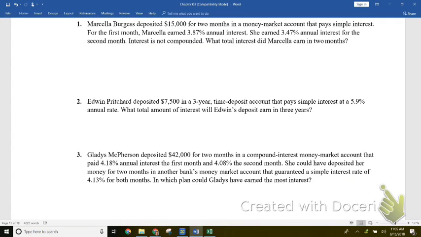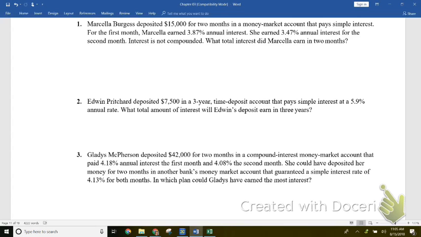In this video, we'll practice how to calculate interest for money market accounts and certificate of deposit accounts. First of all, certificate of deposit accounts and money market accounts are a lot like savings accounts. The main difference is that they're for longer times.